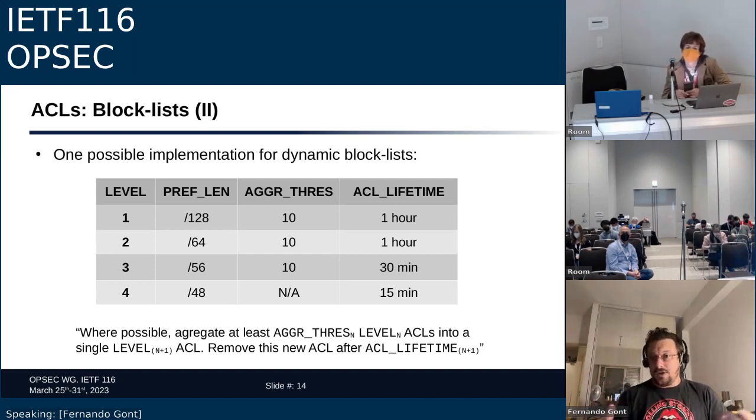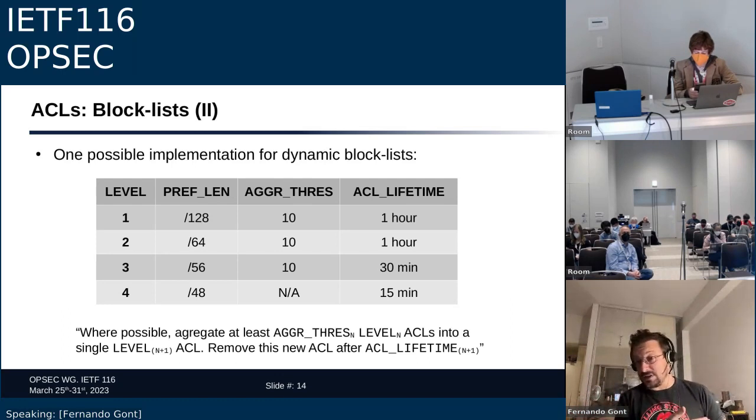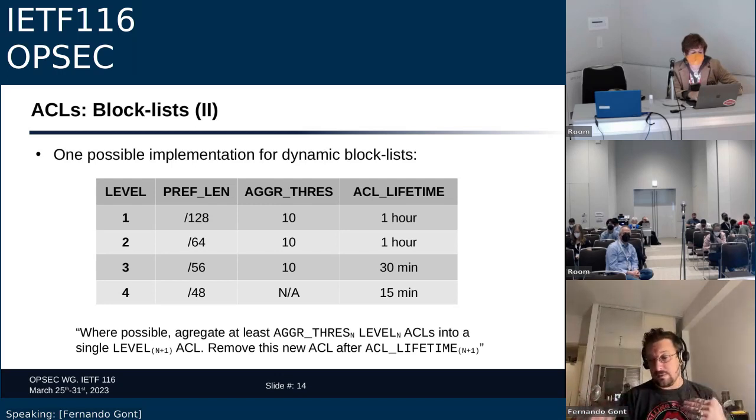/64. Then you might run into the same thing, for example, if it's the same attacker moving over the address space. So you might have multiple /64s, the result of aggregating /128s. And if eventually there are, for example, 10 of these /64s that you can aggregate into a /56, then you do that. This is a way of reducing the number of entries that you might have in your block list.